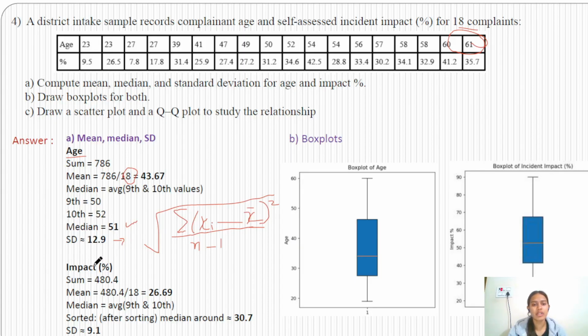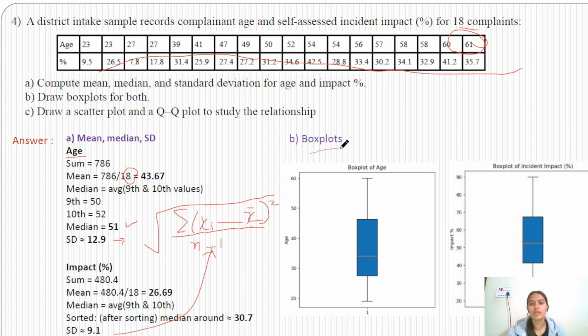For impact percent, it is the same. We need to sum all these values we are seeing here, and n is 18. So the sum is 480.4, and we have n as 18. So 480.4 upon 18 is 26.69. And again, for median, we will take the average of the 9th and 10th place. So after sorting, the median is around 30 to 30.7, and again for standard deviation, we can use the same formula.